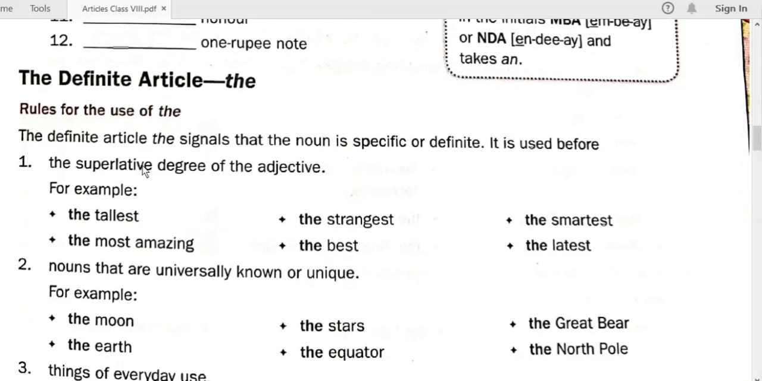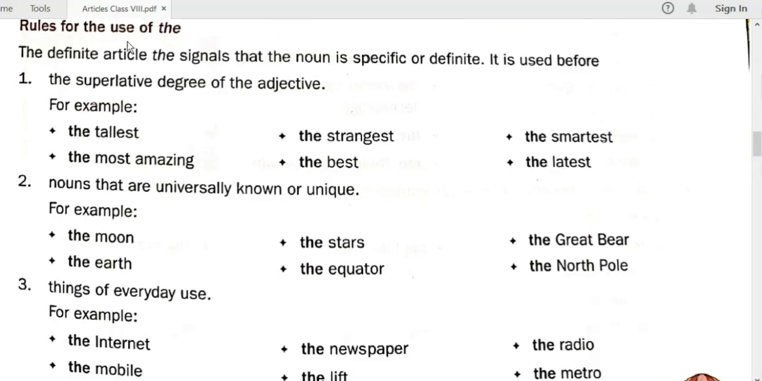Now the next one, the definite article, the. Rules for the use of the definite article: the signals that the noun is specific or definite. First, it is used before the superlative degree of the adjective. For examples, the tallest, the strongest, the smartest, the most amazing, the best, the latest. Everywhere we have seen the is used before the superlative degree of an adjective.